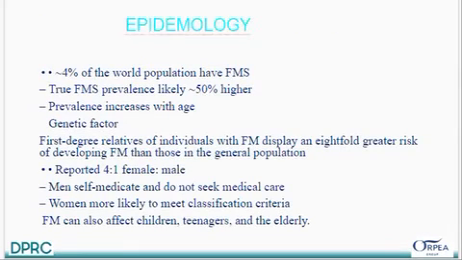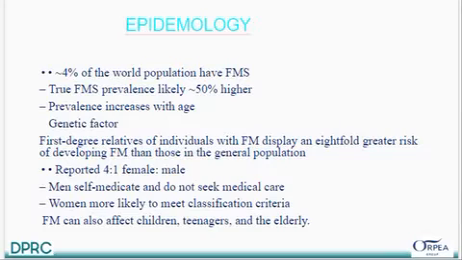Epidemiology of fibromyalgia: it is approximately 4% of the world population. True fibromyalgia prevalence is likely more than 50% higher. Prevalence increases with age. Genetic factor: first-degree relatives of individuals with fibromyalgia display an 8-fold greater risk of developing fibromyalgia than those in the general population.